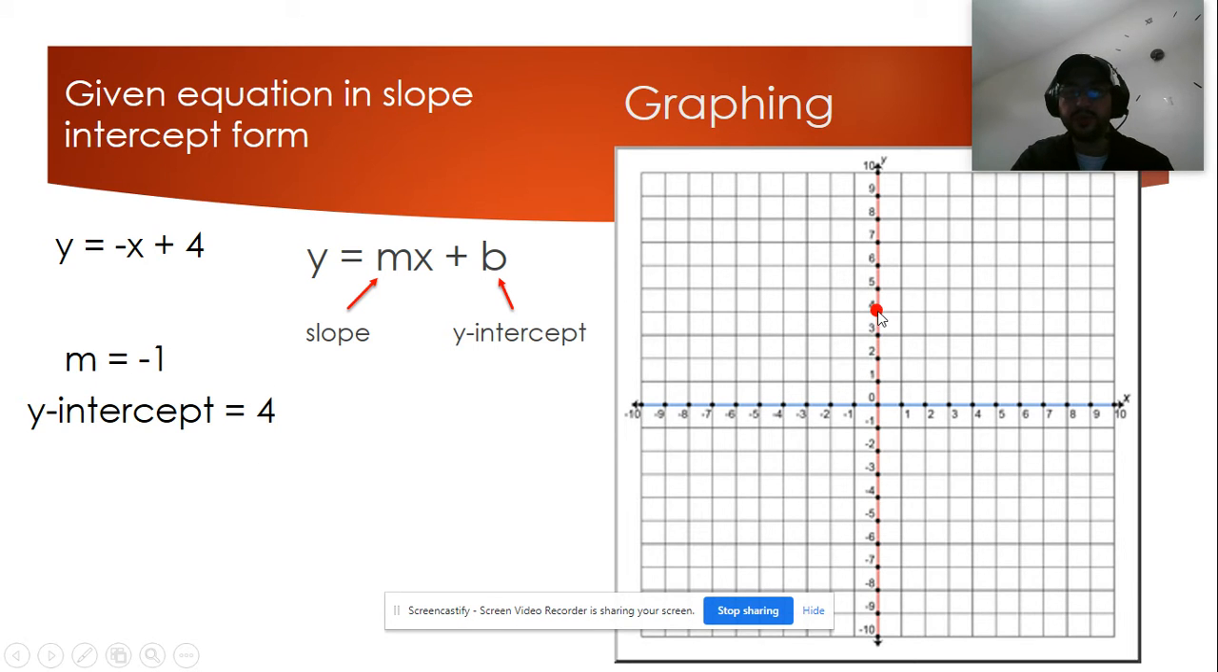We plot the point, and then using the slope, we're going to find another point, which is the difference in y will be -1, so 1 unit down, and the difference on x will be 1. So I got another point, and then I can draw my graph. Okay, that's how you graph when the equation is given in y-intercept form.